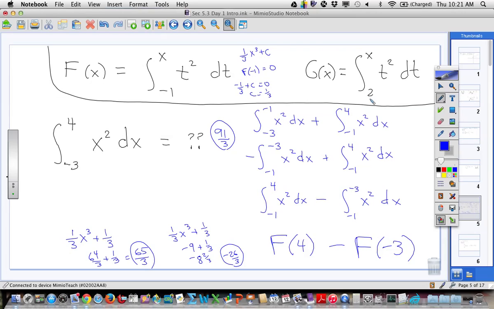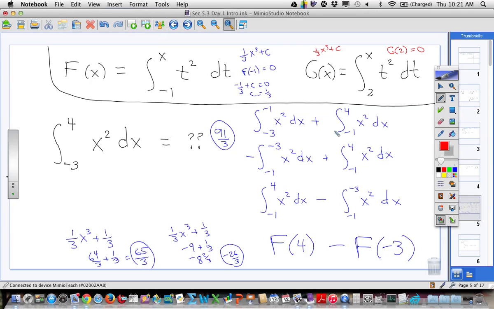What's big G? Keep asking the same question over and over, it's the same answer. It's the antiderivative of little f, just a different antiderivative, right? But what's different about it? Just the c, right? It's still going to be 1/3 x cubed plus some c, but this time the g of 2 is 0, right? Different initial condition, right?